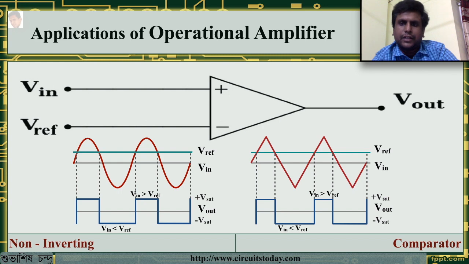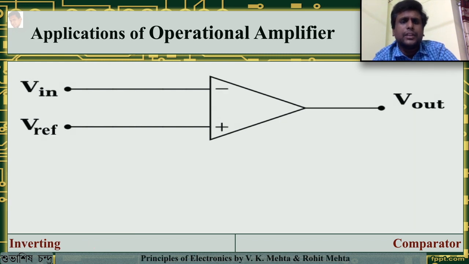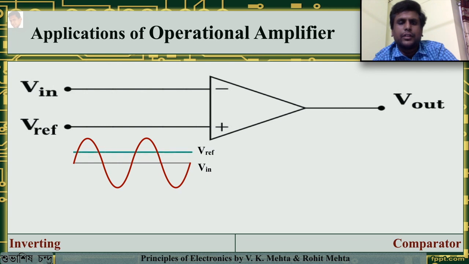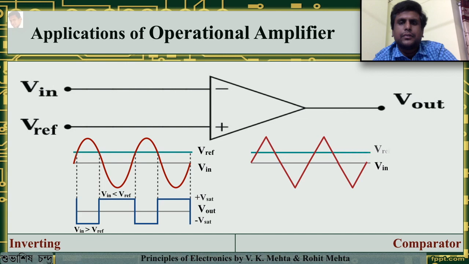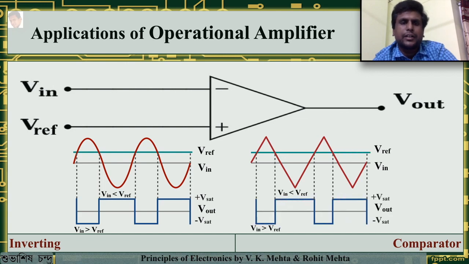Let us move on to the inverting comparator. In this comparator, the input is provided to the inverting terminal and the reference voltage is provided to the non-inverting terminal. This is our input voltage, this is the reference voltage, and this is the output voltage. Here, the positive V saturation is achieved whenever V input is less than V reference, and negative V saturation is achieved whenever V input is greater than V reference. Let us repeat for the triangular waveform as well. The output waveform is same as that in the case of the sine wave.